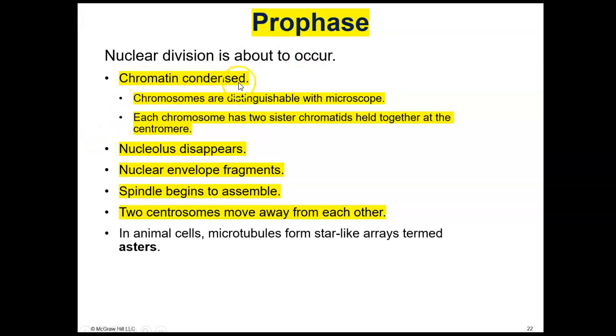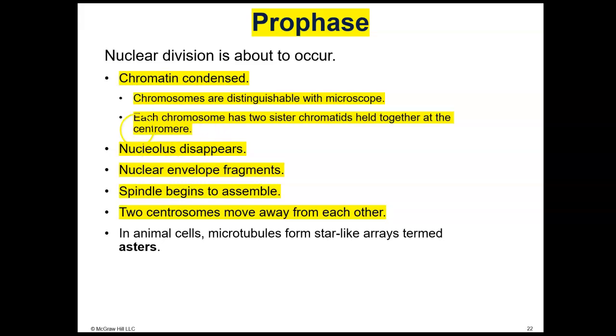One thing is that the chromatin condenses. Chromatin condenses and forms into chromosomes. So under a microscope during prophase, you can see the chromosomes. You would be able to, in a human cell, distinguish those 46 chromosomes. And those 46 chromosomes would be composed of 2 sister chromatids held together at the centromere. So they would be duplicated chromosomes during prophase.